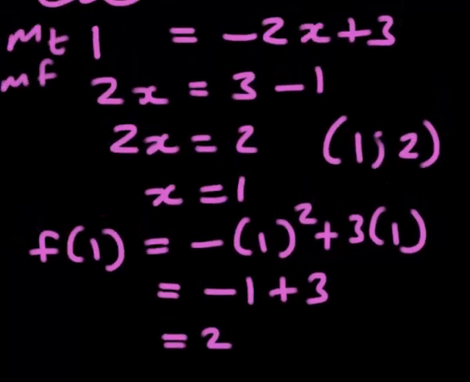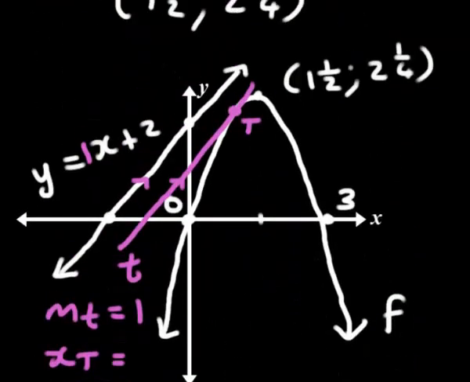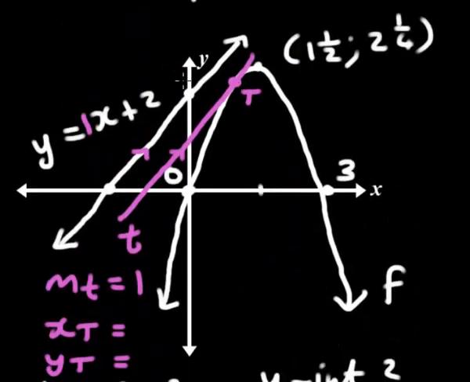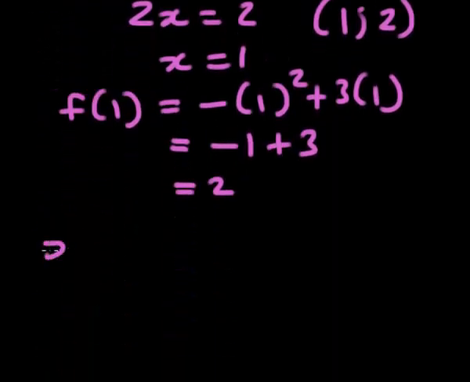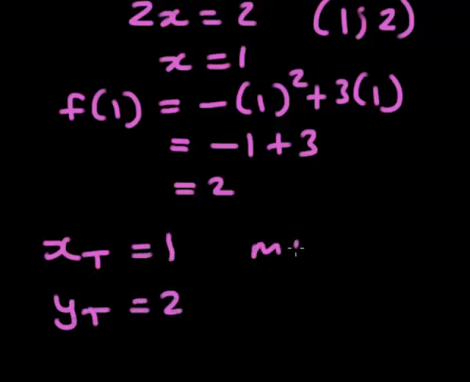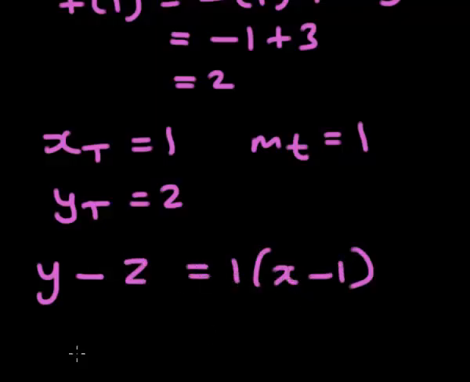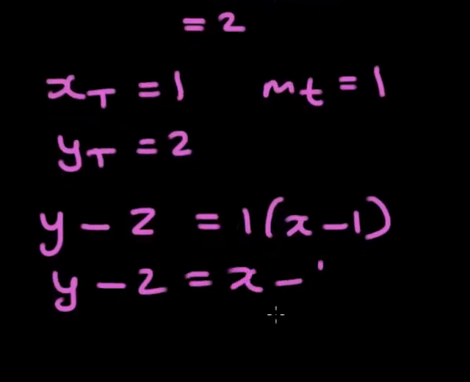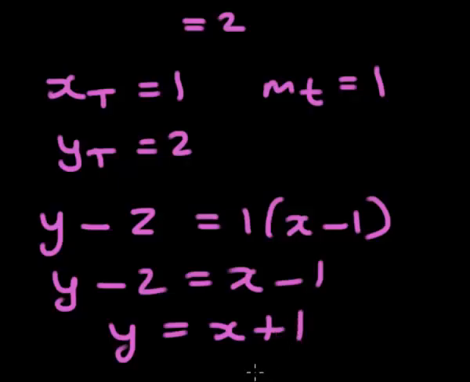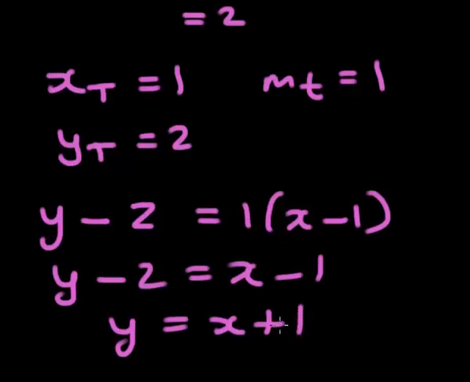Awesome. Okay, so now we know the x of t is 1, and the 2 there would be for the y value. So what do we know? We've got the x of t is equal to 1, the y of t is 2, and the gradient of the tangent is 1. Okay, so how does the equation of the tangent work? y minus the y value is m times x minus the x value. So y minus 2 is x minus 1, and y would be x plus 1. There we go. What a pleasure.